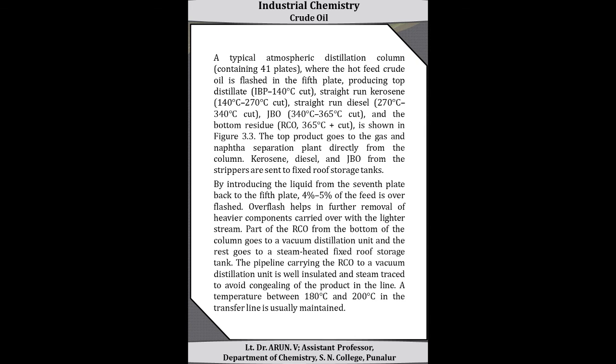Part of the RCO cut from the bottom of the column goes to the vacuum distillation unit, and the rest goes to the steam heated fixed roof storage tank, where the components are stored. The pipeline carrying the RCO to the vacuum distillation unit is well insulated and steam traced to avoid congealing of the product in the line. A temperature between 180 degrees centigrade and 200 degrees centigrade in the transfer line is usually maintained.